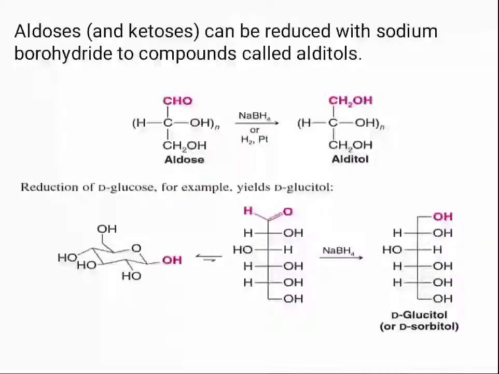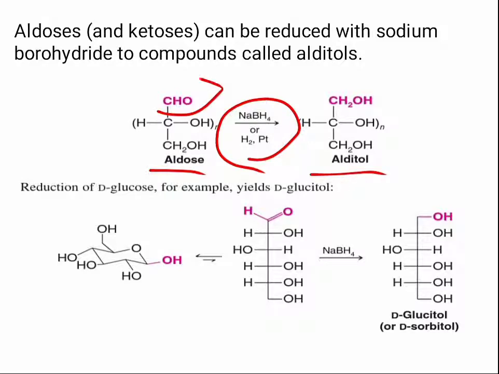Reduction of monosaccharides. Aldoses and ketoses can be reduced with sodium borohydride to compounds called alditols. So you take an aldose, add some sodium borohydride or H2/Pt, that means hydrogen in platinum, or you can even take palladium. So you will get an alditol, where this CHO group will be converted into a CH2OH group.